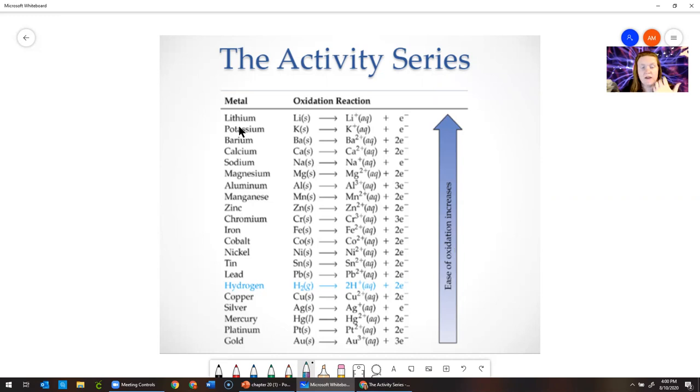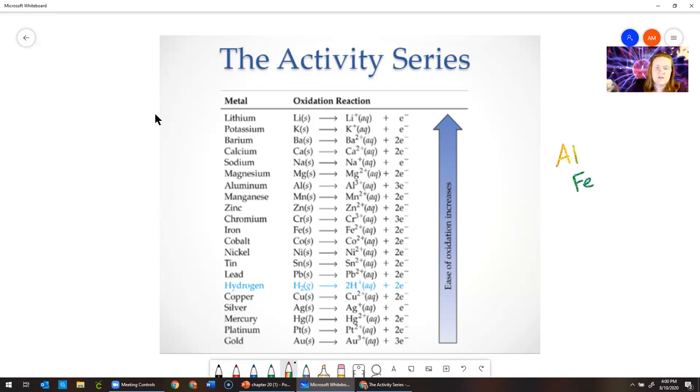So if I were making a battery out of, oh goodness, I don't know, what metals do I like today? Aluminum, because I have aluminum foil. So aluminum. And I don't know, what else would I have at home? Iron, I can find an iron nail, right?